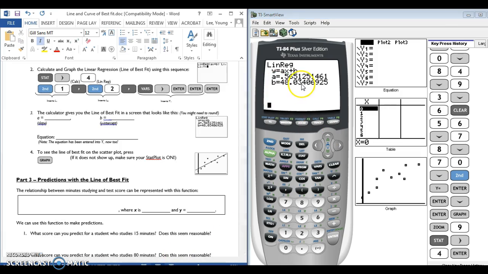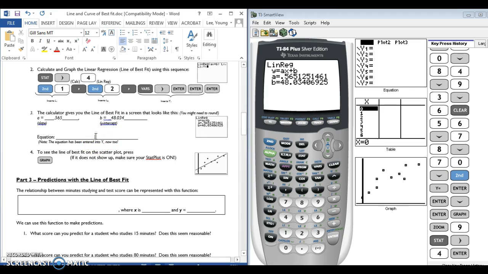Okay, so by looking at this information, y equals ax plus b, a is the slope, b is the y-intercept. So once you create a scatter plot, we'll be able to calculate the equation that represents that line. The calculator gives you the line of best fit on the screen that looks like this. So a will be 0.565, and we're going to round to the nearest thousandth. And the y-intercept will be 48.034.